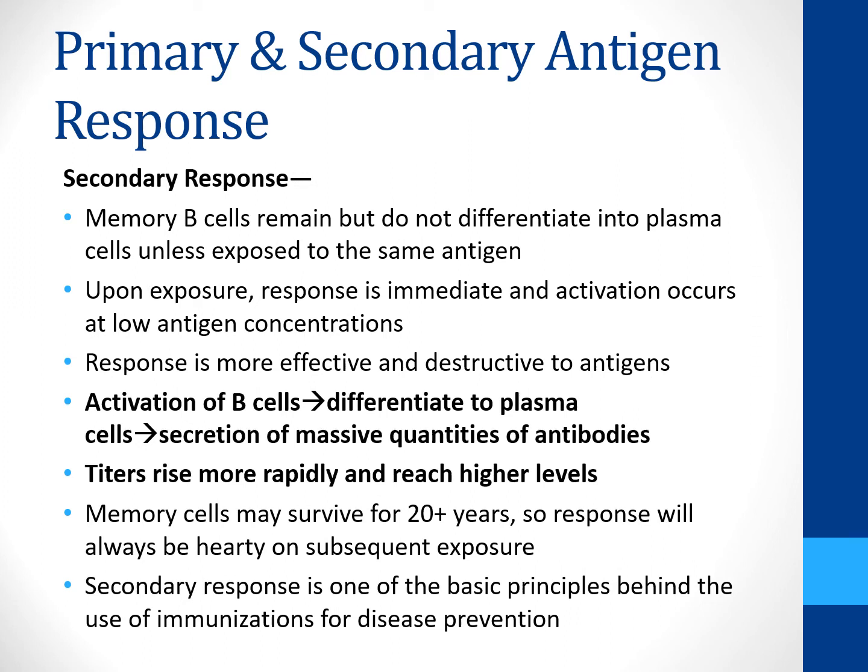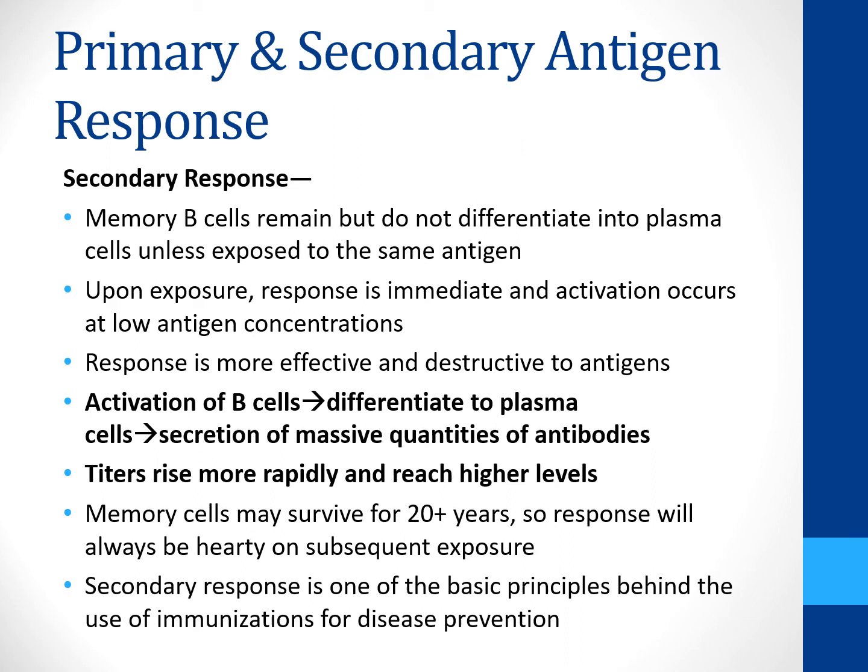The secondary response is very different. So during that primary response, you've created these memory B cells, and those memory B cells are sensitive to the same antigen that the primary B cells were in the initial response. So when you have a subsequent exposure, or the antigen comes into your body for the second time, the response through those memory cells is immediate, and activation can occur at low antigen concentrations.